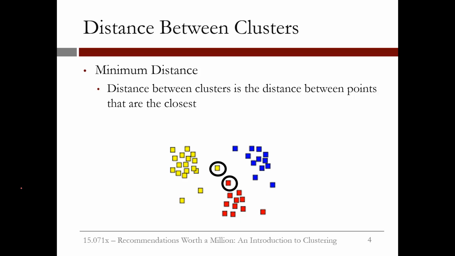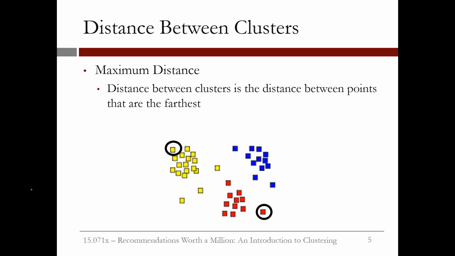One way of doing this is by using what's called the minimum distance. This defines the distance between clusters as the distance between the two data points in the clusters that are closest together. For example, we would define the distance between the yellow and red clusters by computing the Euclidean distance between these 2 points. The other points in the clusters could be really far away, but it doesn't matter if we use minimum distance. The only thing we care about is how close together the closest points are.